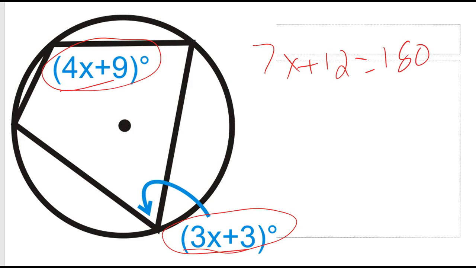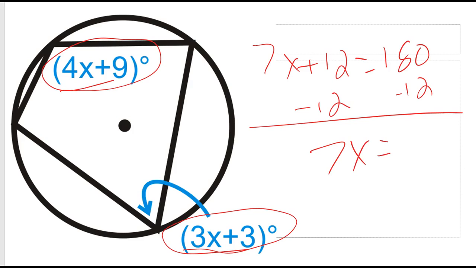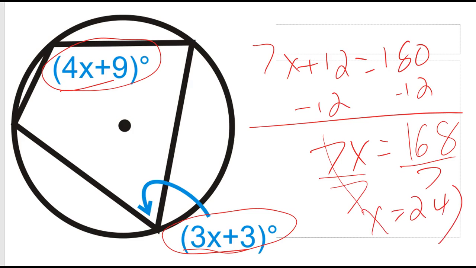If I subtract 12 from both sides, it's 7x. 180 minus 12, 168. And I divided both those numbers by 7. I'm going to get x equals 24. Make sure you always look at the direction. If it says solve for x, we'd be done. If it says, hey, find the angle measurement here or here, you plug it in.